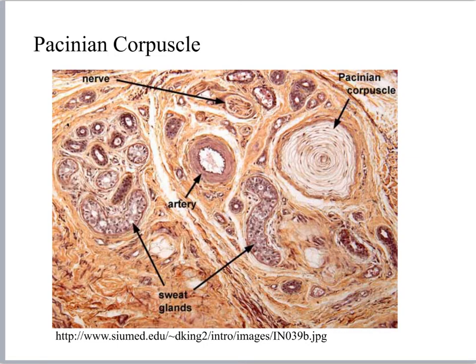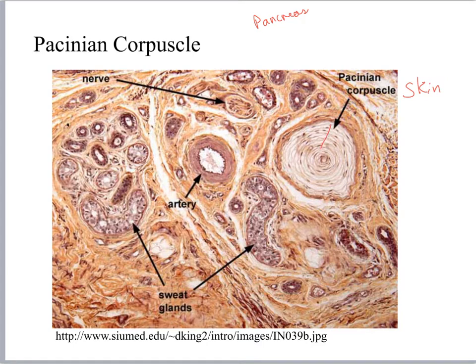All right, here we've got a nice picture of the Pacinian corpuscle that is actually in skin. A lot of the slides we have in our A&P lab are actually in the pancreas. The pancreas has a high number of these, and so they make better photomicrographs. It can be really hard to find Pacinian corpuscles in skin, so I had to take this picture from a website rather than from my own lab. And that's just the way it is.